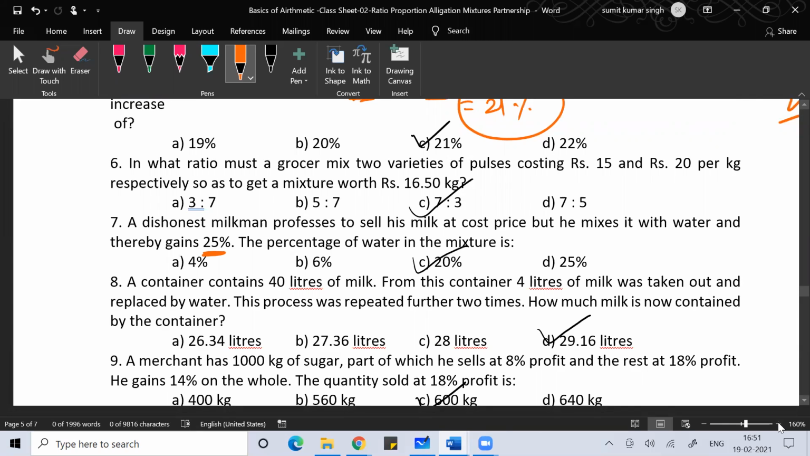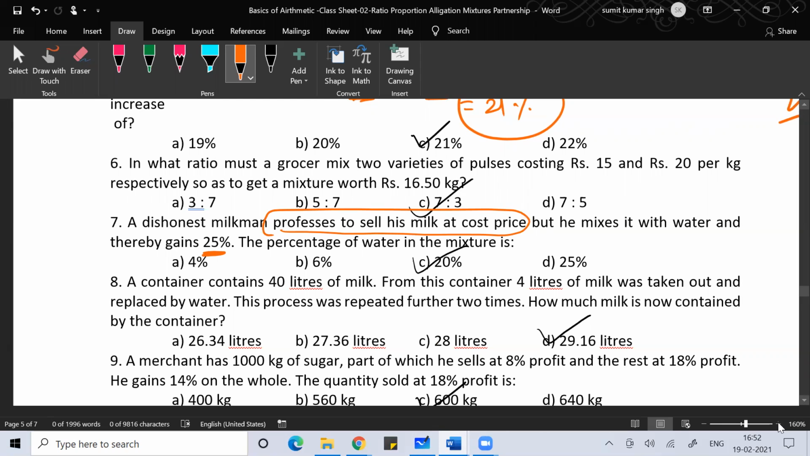So this milkman is claiming that he's selling the milk at the cost price. So he's not increasing the price of the milk, so that possibility of increasing the price of milk is removed. Then the second way the milkman can make a profit is by adding water. So he mixes with water and gains 25%.